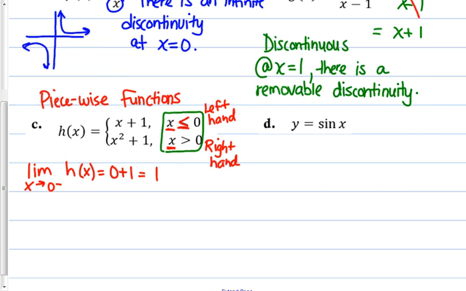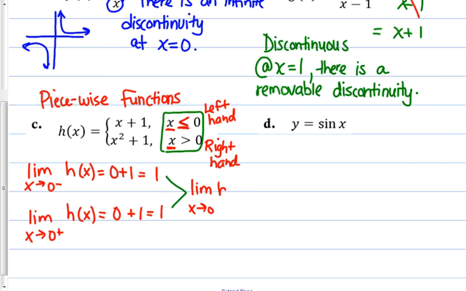Now if I do the limit as x approaches 0 from the positive side, that means I'm going to use the bottom part of the function. I have 0 squared plus 1. It's also 1. So my limits are 1. That means my overall limit, the overall limit as x approaches 0 of h of x is 1.